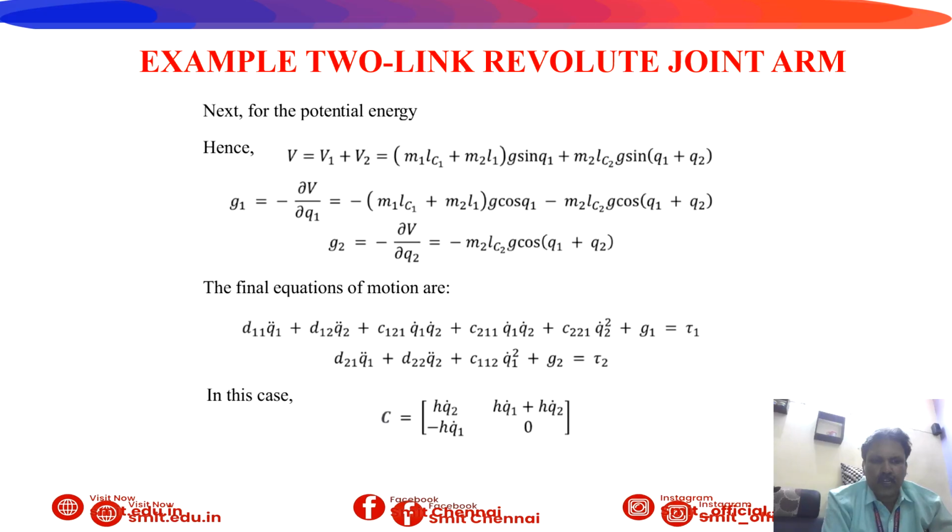The same as for the potential energy also we are using the same thing, V equal to V1 plus V2. We are again utilizing M1 L1 LC1 plus M2 L2 g sin Q1 plus M2 LC2 g sin(Q1 plus Q2), again using the derivative part of dou V by dou Q1, and same thing dou V by dou Q2. Upon simplifying, the final equation will get us tau 1 and tau 2. Therefore, in this case, C equal to the final expression will get us HQ dot 2 minus HQ dot 1, HQ dot 1 plus HQ dot 2, 0.